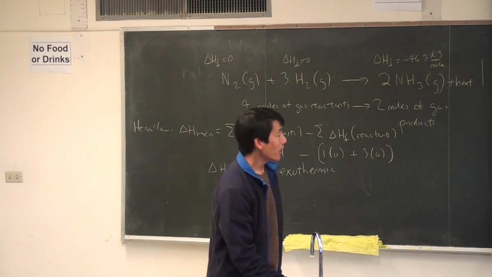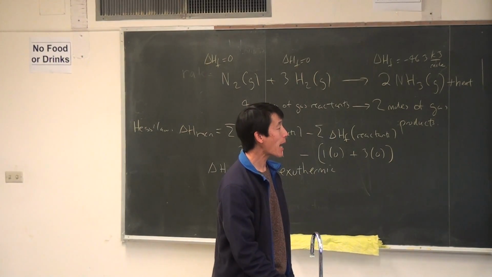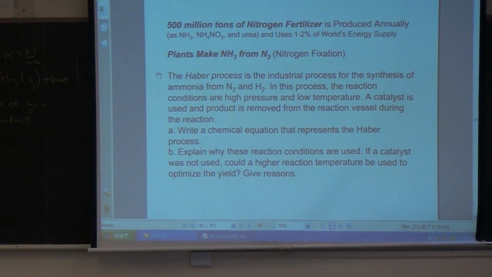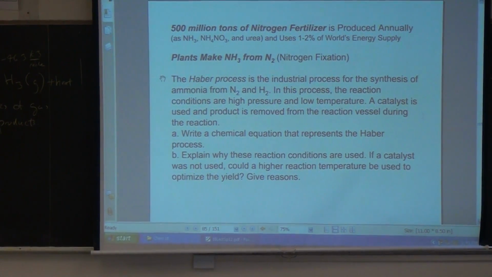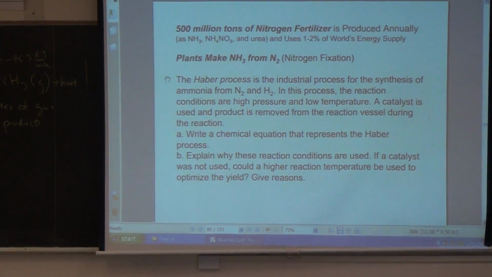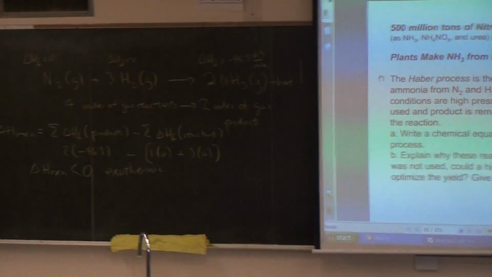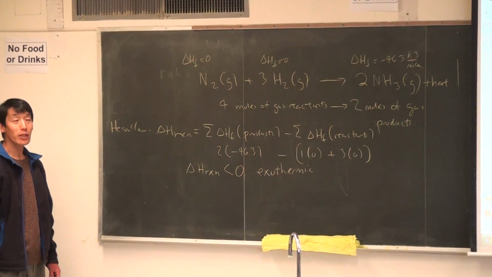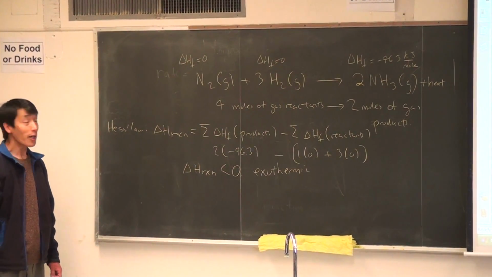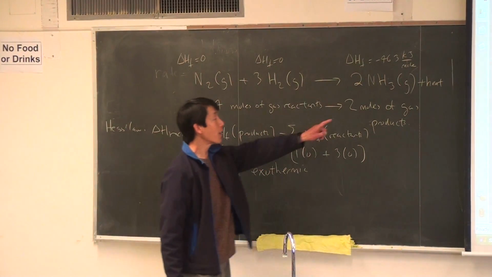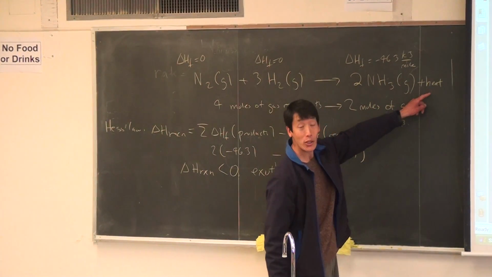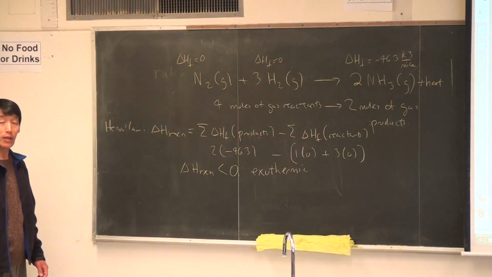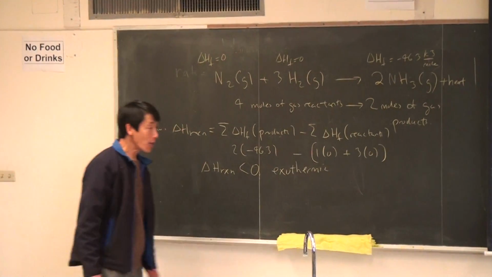Okay. Then it says if the catalyst is not used, could a higher reaction temperature be used to optimize the yield? Okay, so if you increase the temperature, is that going to increase the yield or decrease the yield? Yeah, so increasing the temperature or adding heat is going to shift the reaction toward the reactant side, and that will decrease the yield. Okay.